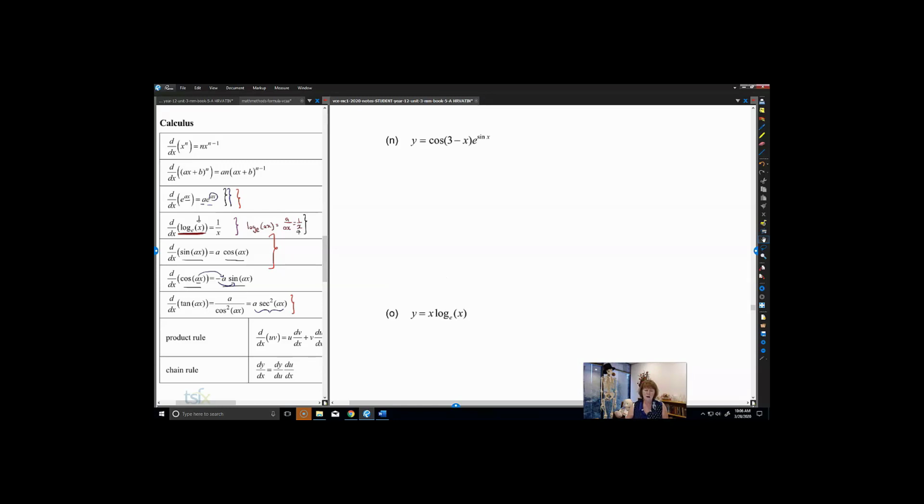So you can see hopefully that with this expression we're looking at, we've got a value there, which is our cos value, and then we've got our value there, which is e to the sine x. And in both of these functions, you have a function inside another function. So that tells you that we need to use the chain rule for the differentiation of each one of those.